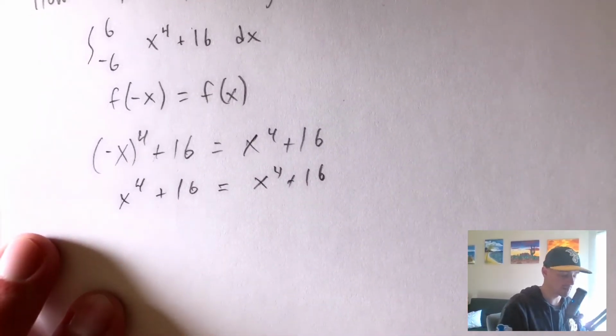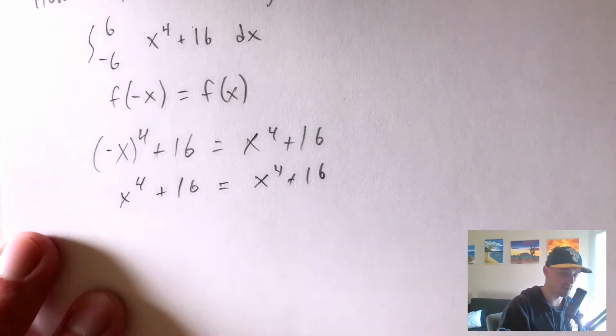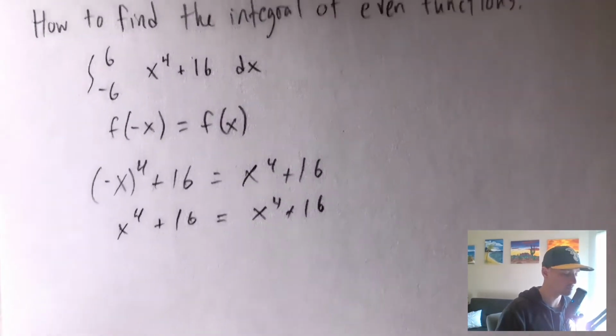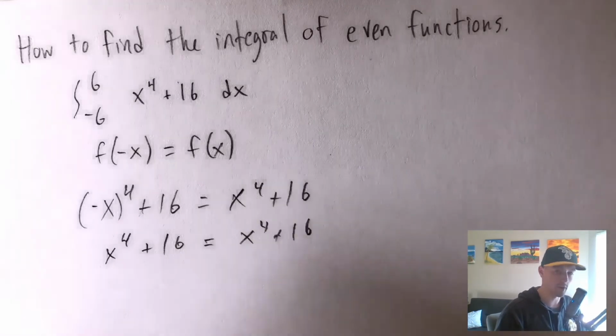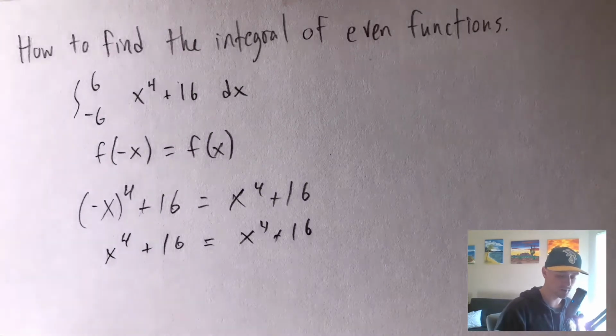So we can see that this is an even function because these two things are equal. They're exactly the same. So we know that this is an even function. We know it's continuous on the interval that we're integrating over. So we know that we can use this little trick.